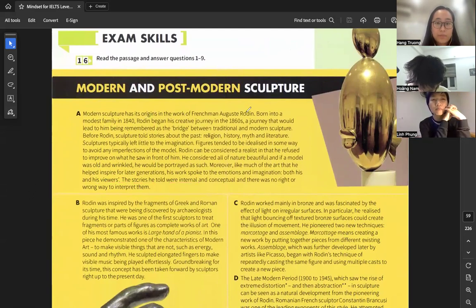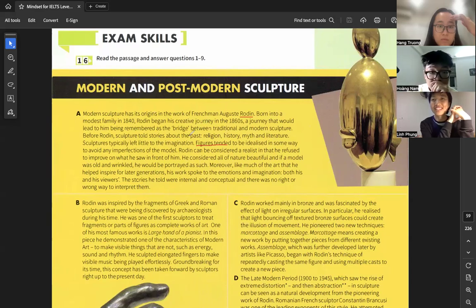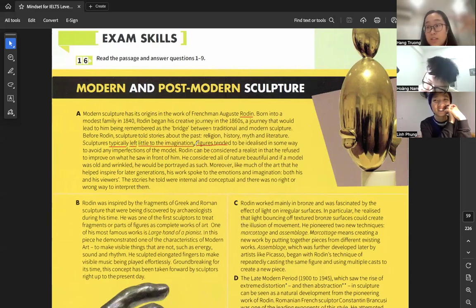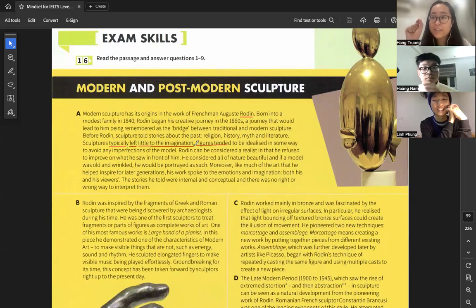I saw the answer in para A at line number 5. The first sentence captures it, because I saw that sculptures typically left little to imagination, so I think it is realistic. Typically left little to the imagination. Little means only near 0. Exactly. So it means that it requires virtually no imagination. Right? So realistic.